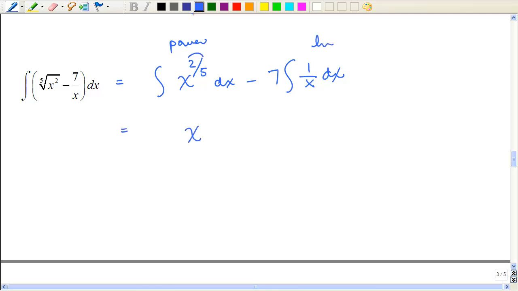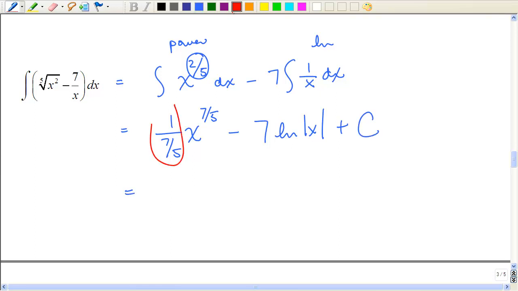All right, so we're going to add 1 to that, so that's 7/5. This is going to be the natural log. Don't forget that absolute value, and don't forget that big plus c. And then the last thing I would do would be to flip that. And in a little bit, I'll be skipping that step, just hopefully that you know that it's the reciprocal of the power.